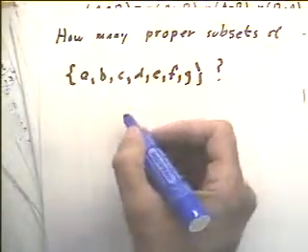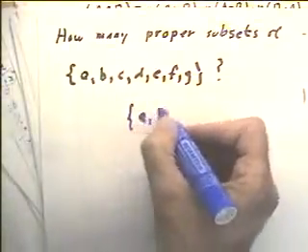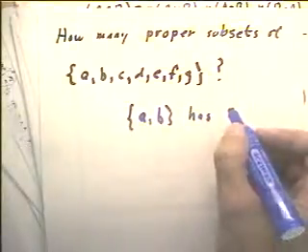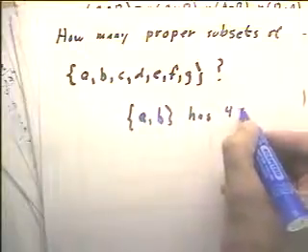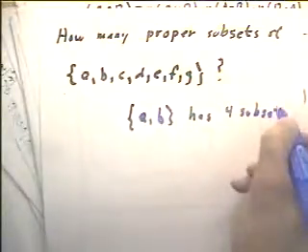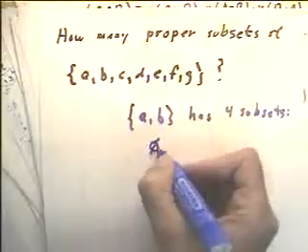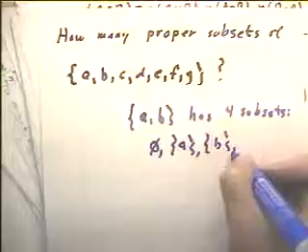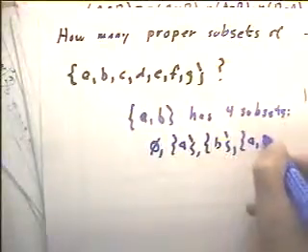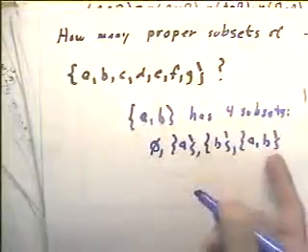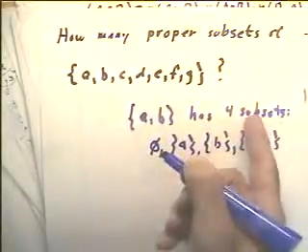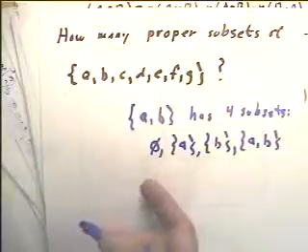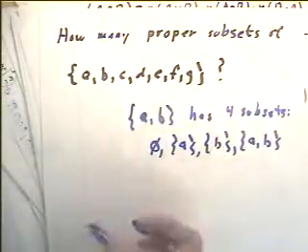Simply, if we have the set, let's just say the set AB, how many subsets does it have? It has 4 subsets. The empty set, the set consisting of A, the set consisting of B, and the set is, of course, a subset of itself, because the subset relationship says every element of the first set is an element of the second. Every element of a set is an element of itself.